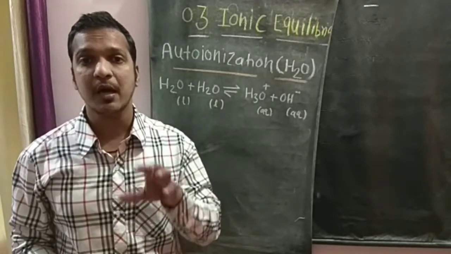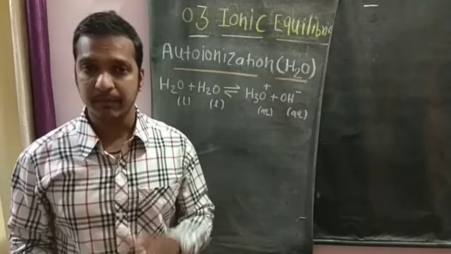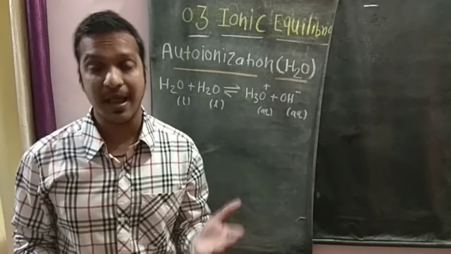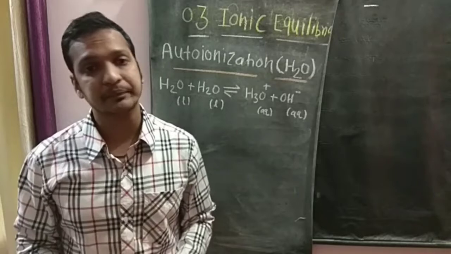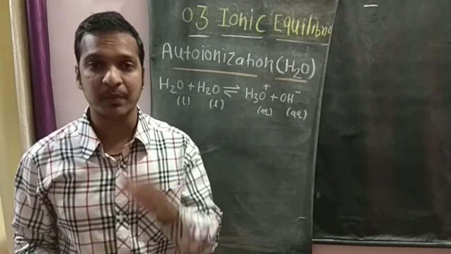We know that water is a neutral one. Why is it called neutral? Because the concentration of H plus ion and the concentration of OH minus are equal, and that has to be 10 raised to minus 7 mole per liter.